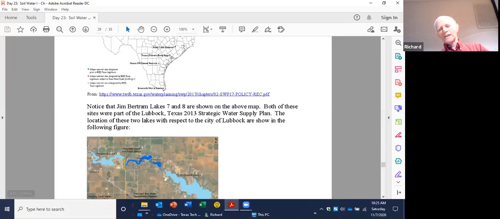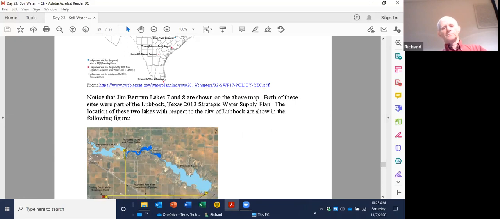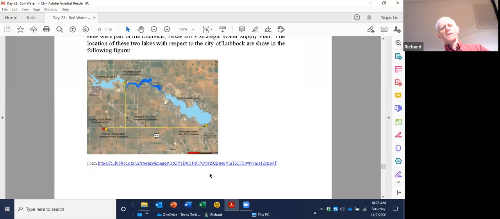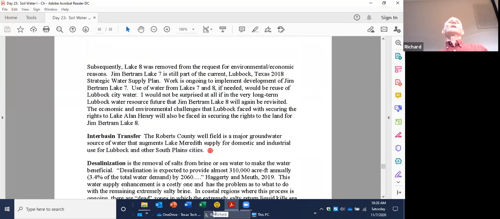Here's sort of the canyon lakes going through. Here's the city of Lubbock. Here's Jim Burton Lake number 1. Here's Ransom Canyon. And here is Jim Burton Lake number 8. If you've been around Lubbock for any particular time, you know the problems that we have when we got Lake Allen Henry. In the finite wisdom of our city council, they bought the land for Lake Allen Henry, but said, oh, we don't need to worry about the mineral rights of Lake Allen Henry.